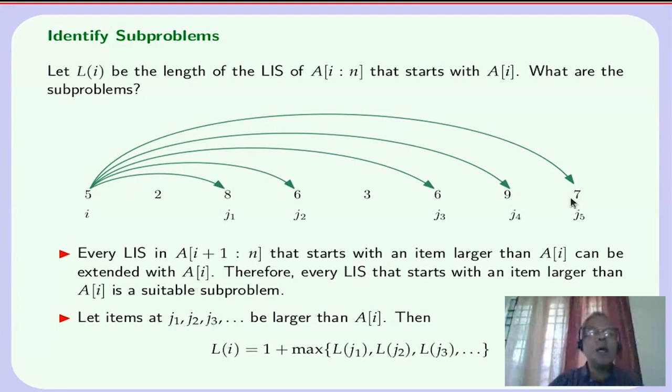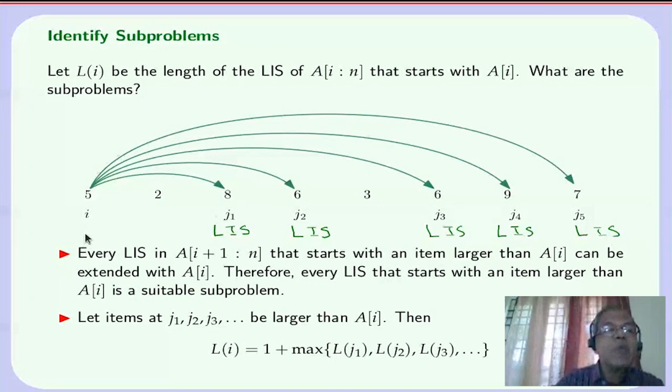So what I would do is, okay, what is the length of the LIS that starts with 8? What is the length of the LIS that starts with 6? What is the length of the LIS that starts with this 6? These are 2 different 6s. What is the length of the LIS that starts with 9? What is the length of the LIS that starts with 7? Out of all these 5 LISs, which one is the longest? To that, I would prepend 5.